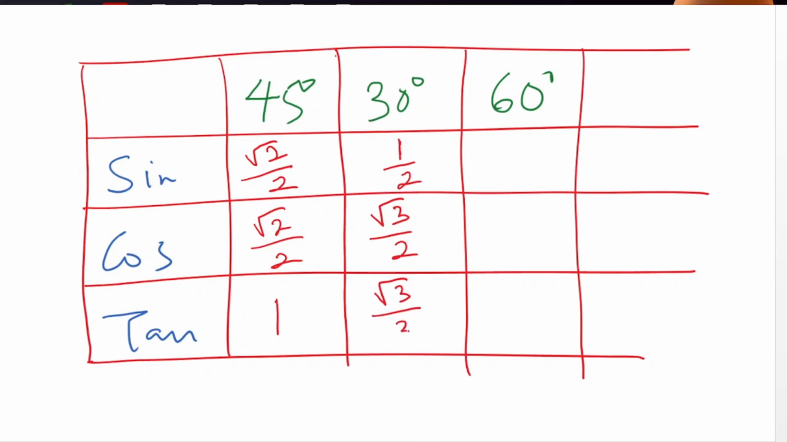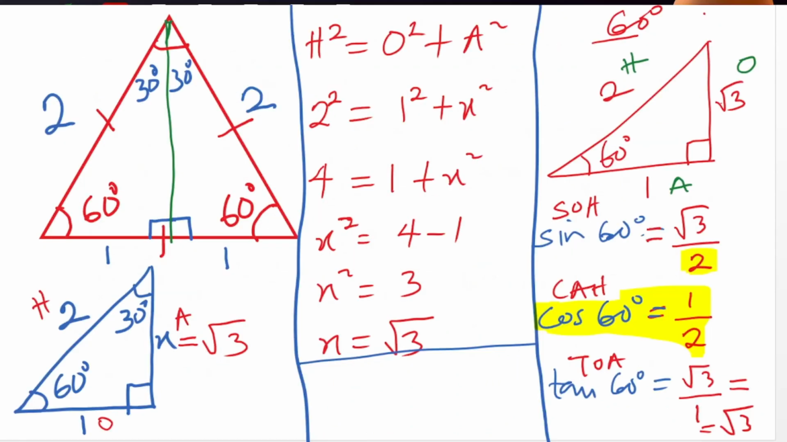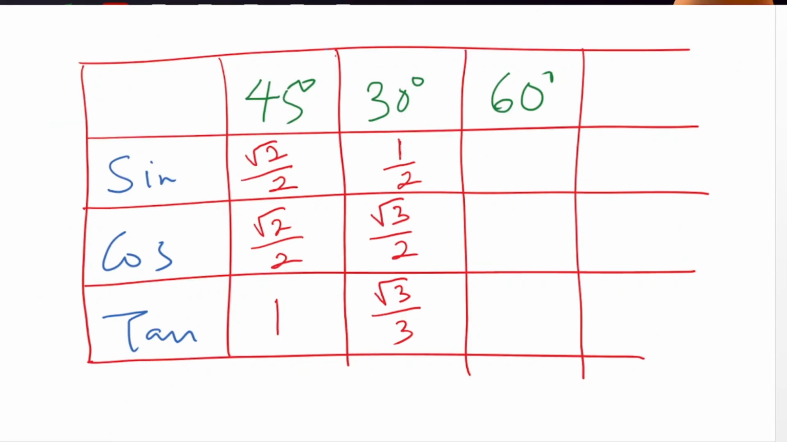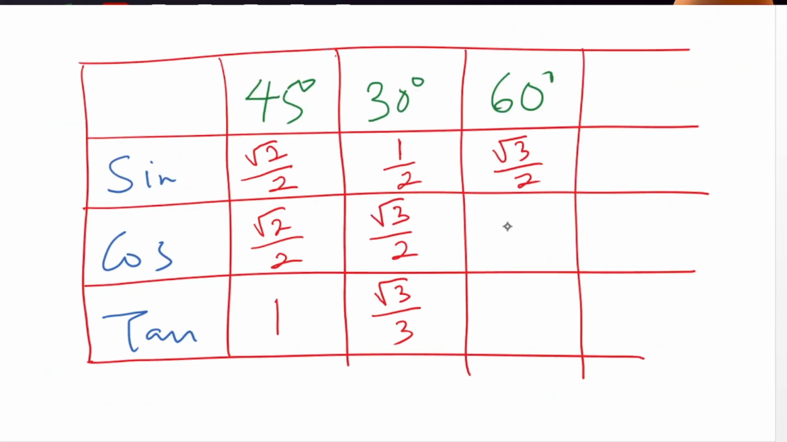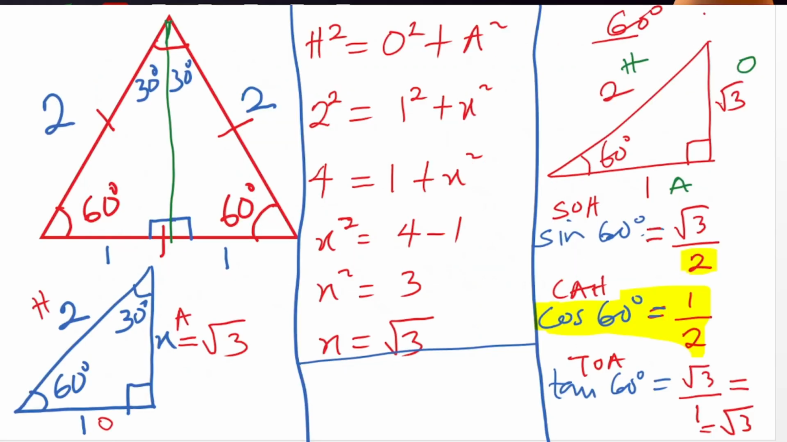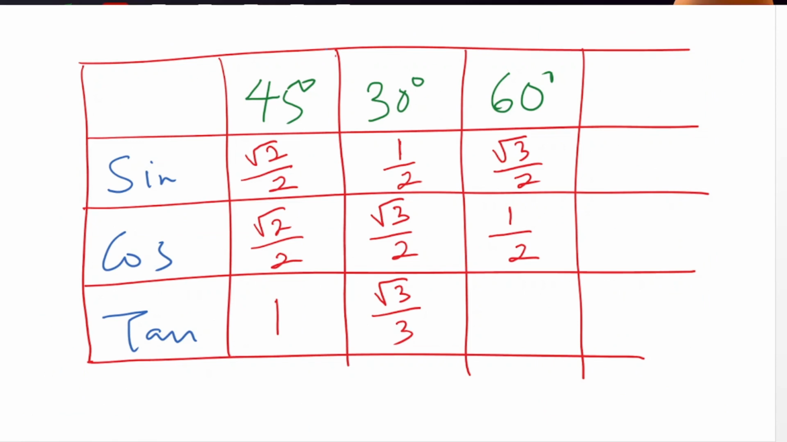Then for 60 degrees, sine 60 degrees is root 3 over 2. And cos 60 degrees is 1 over 2. And then the last one, tan 60 degrees, is simply root 3. So this is a graphical overview of everything.